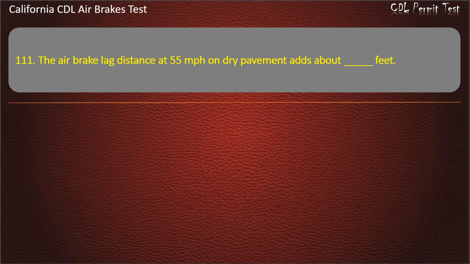Question 111. The air brake lag distance at 55 miles per hour on dry pavement adds about blank feet. 45 feet. 32 feet. 65 feet. Answer. 32 feet.